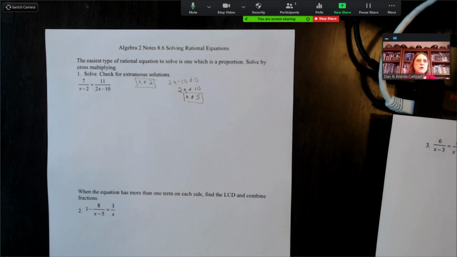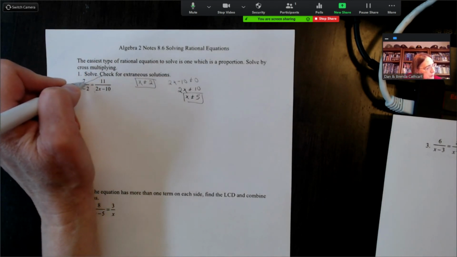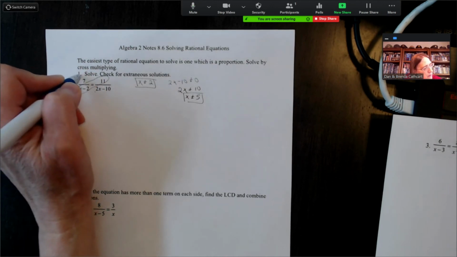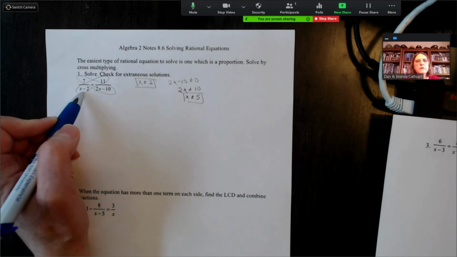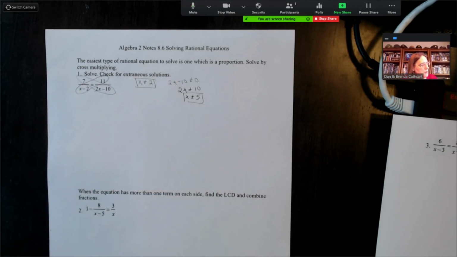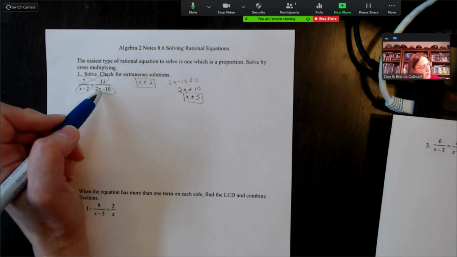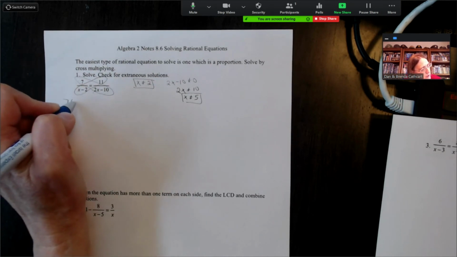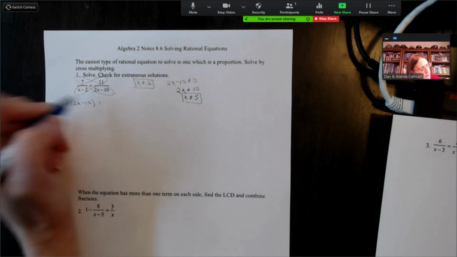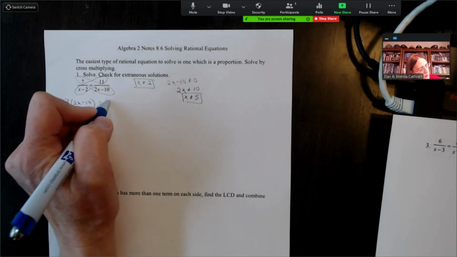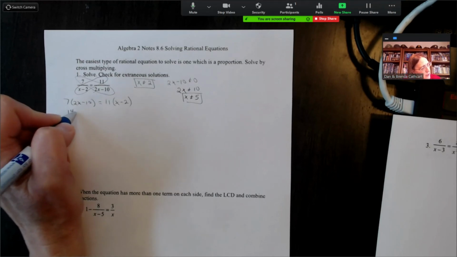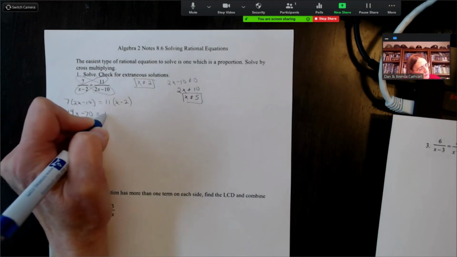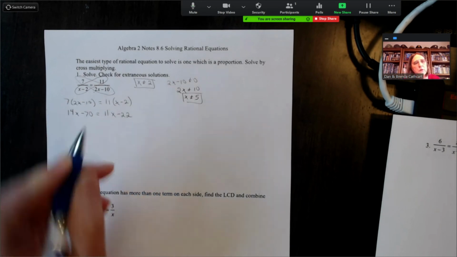So let's go ahead and solve this equation by doing cross products. In cross products, we multiply across the equal sign, numerator times the opposite denominator, and denominator times the opposite numerator. So as we do that, we take 7 times the quantity 2x minus 10 has to equal 11 times the quantity x minus 2. Distributing, we get 14x minus 70 equals 11x minus 22.